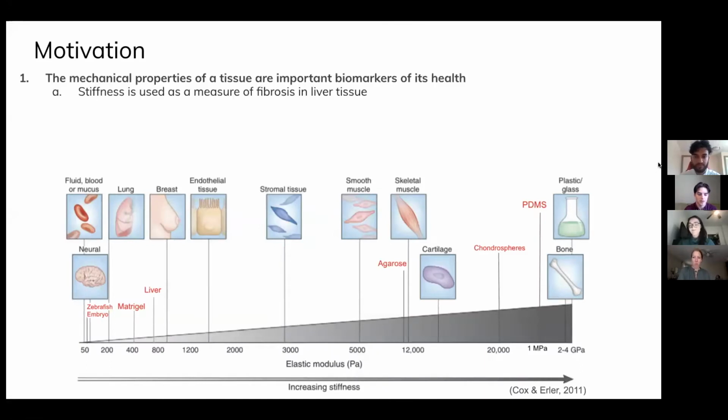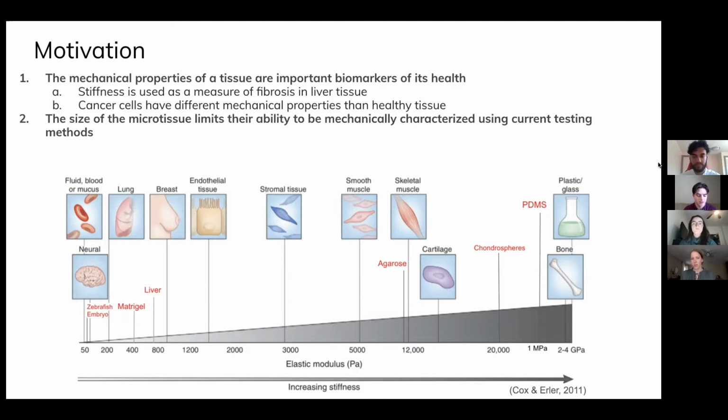The mechanical properties of a tissue are important biomarkers of its health. An example of this is that stiffness is used to measure fibrosis in liver tissue, and cancer cells often have different mechanical properties than their healthy alternatives. The size of the microtissue limits their ability to be mechanically characterized using current testing methods. An example of this is the Instron machine, which is often used to characterize cells and tissues, but it doesn't work on the small scale that's necessary for microtissues.